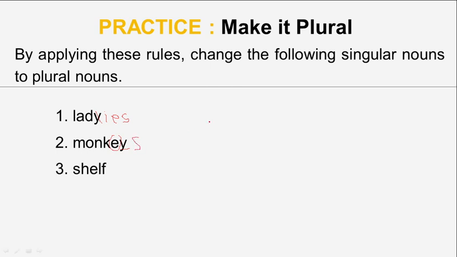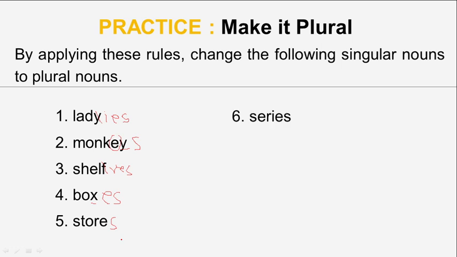Okay? Next, number 3, shelf. As you notice, it ends with letter F. Which means that you need to change it into V and then you need to add ES. But also be careful again, not all of the words that end with letter F, we need to change. Some of them, we just need to add S, okay? Number 4, box. Okay, so the second rule again, it ends with letter X, so we need to add ES. Number 5, store. What are we going to do? Okay, very good. Our very first rule, you just need to add S so that it will be plural.